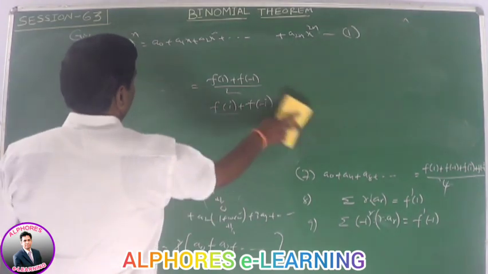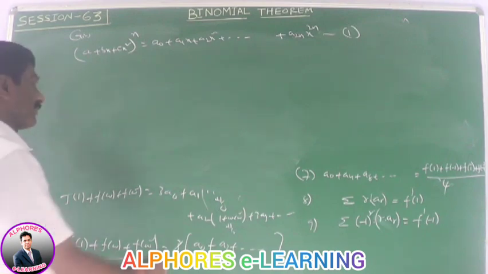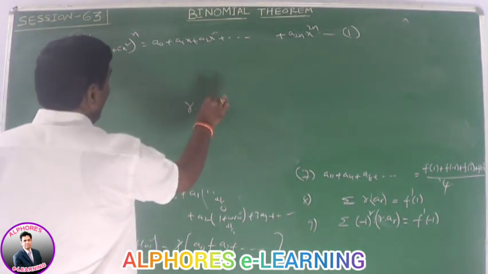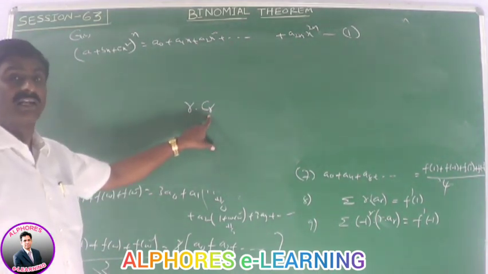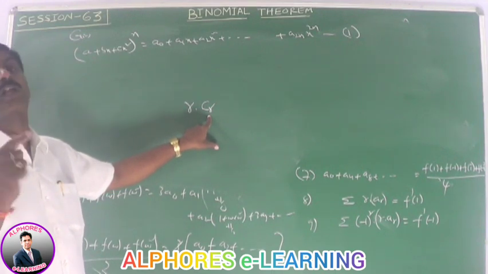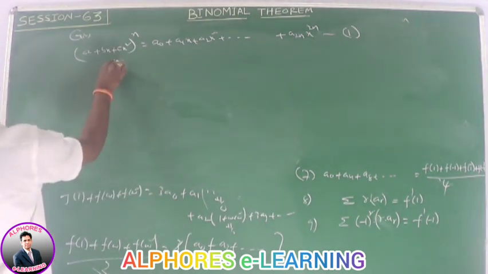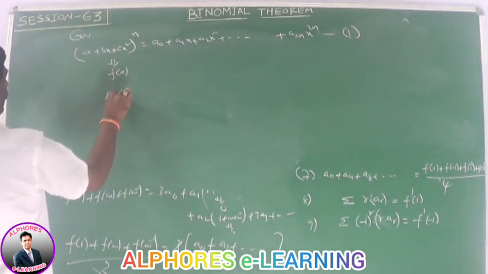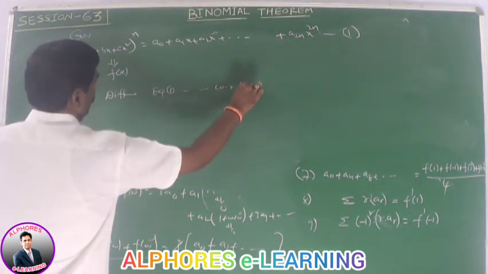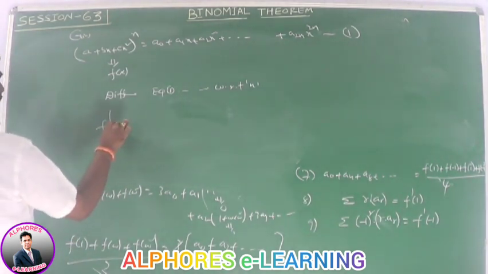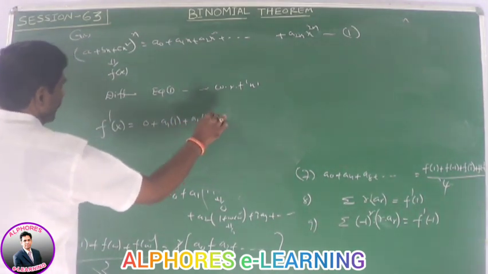Next, eighth one. Sigma r into ar. Already you proved in binomial. If the problem contains r into cr, first we can differentiate the given equation on both sides with respect to x and put x is equal to 1. In this case also, differentiate the given equation 1 on both sides with respect to x. That means f dash x is equal to a0, which means 0, plus a1 into 1 plus a2 into 2x plus, and so on.